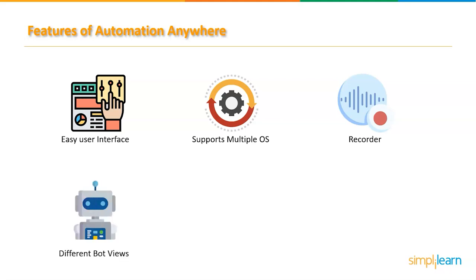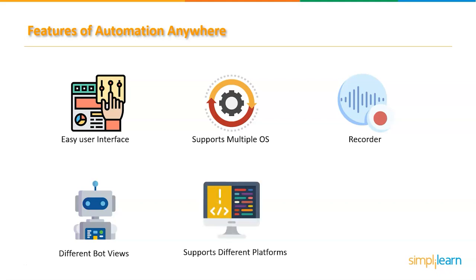It consists of different bot views for collaboration: flow view for business users, list view for developers, and dual view for collaboration. Automation Anywhere supports platforms like JavaScript, Python, and VBScript, as well as advanced variable capabilities. Another key feature is its versatile architecture that allows for the addition of new command packages.